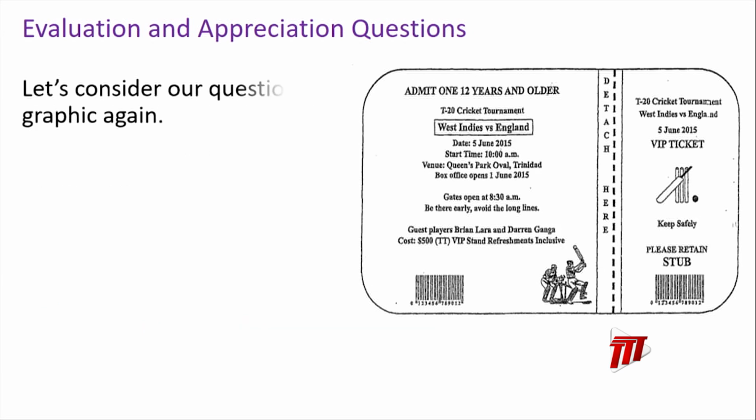Or let's consider the question again, and let's have a look at the graphic. If we look at the graphic, we see that most of the information, or almost all the information, is there. We know the teams that are going to play, we know the date, the time, the venue, we know the time the gates are going to open, we know some of the players who are going to be there, and we know the cost of the ticket, and that we're getting free refreshments. Someone looking at it might say, no, they don't need any additional information. All the information is already there. And that's a correct answer as well.